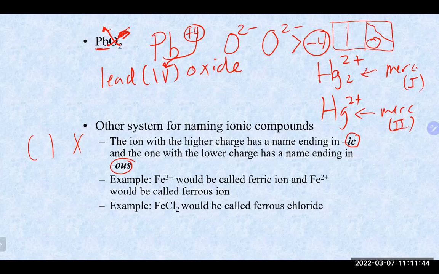You may be asking, how would I know the difference? That 2 will stick around. So if you had something like this, this would be mercury 1 oxide because the 2 is on the bottom, +2 and -2, versus this one here, which would be mercury 2 oxide. Again, no 2 on the bottom. So the 2 does hang around, and that's how you tell the difference. Any questions on that?